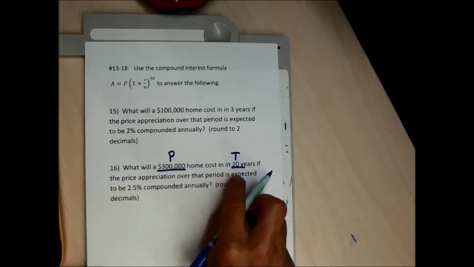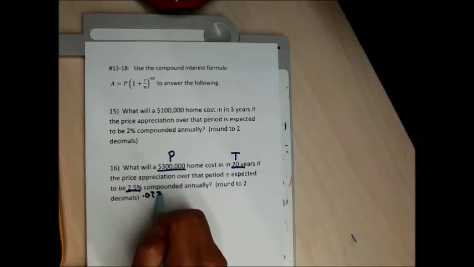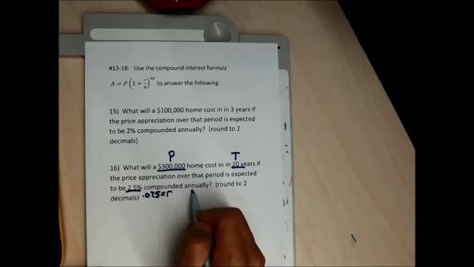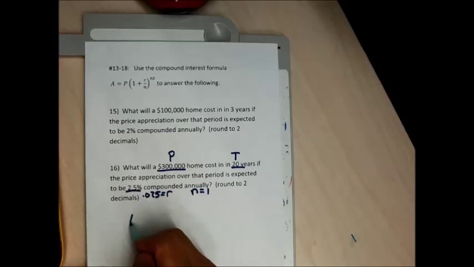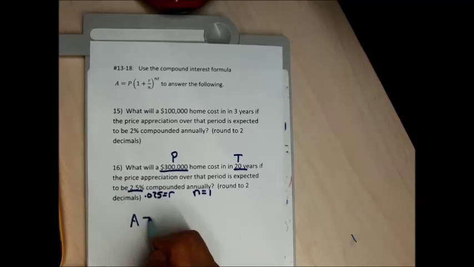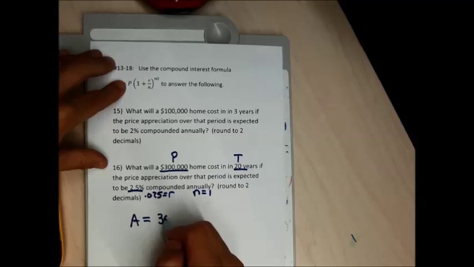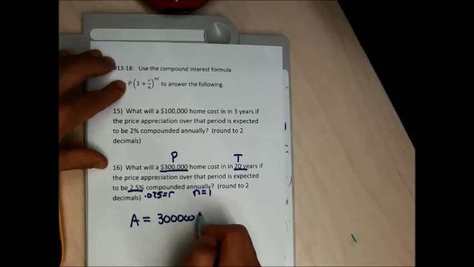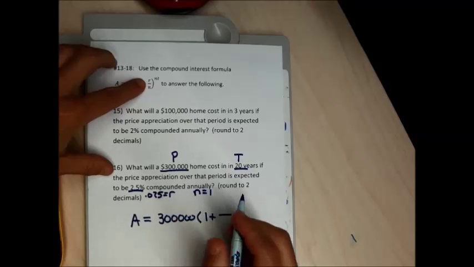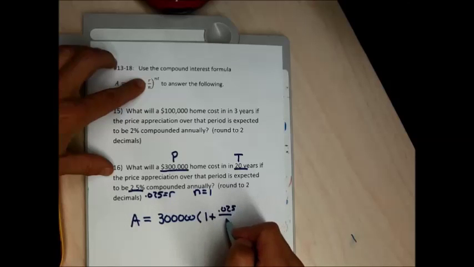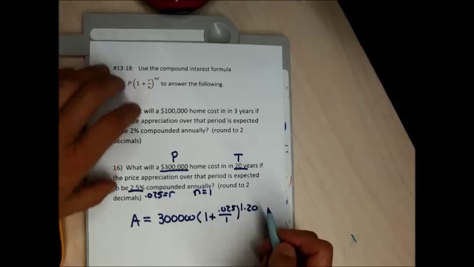If price appreciation over that period is expected to be 2.5%, which is 0.025 for my R, compounded annually, the N is equal to 1. I'm going to plug those numbers into the formula and do a little less explaining. So I'm going to get A, which is what the home is going to be costing in 20 years, equals, in for P, plug in 300,000, parentheses 1 plus fraction, in for R, plug in 0.025, over N, which is 1, and then to the N times T power, which is 1 times 20 power.